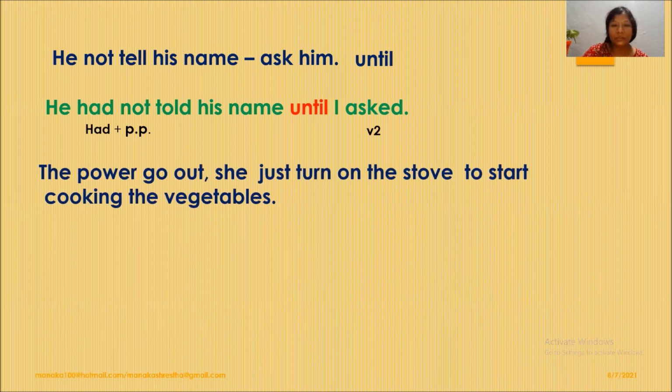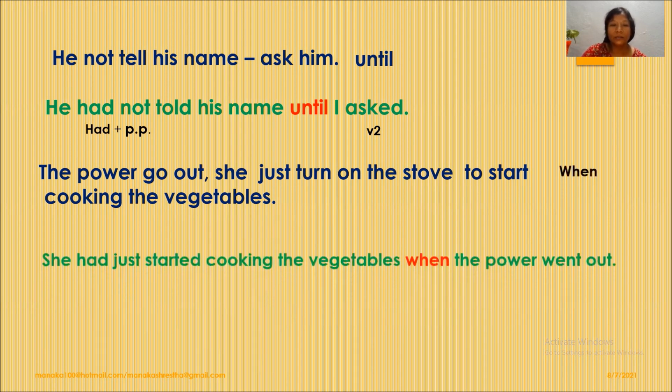The power go out. She just turned on the stove to start cooking the vegetables, using when. She had just started cooking the vegetables when the power went out. Okay. When the power went out, she had just started cooking the vegetables. She had just had plus PP form, when with the simple past. Simple past here, verb two.